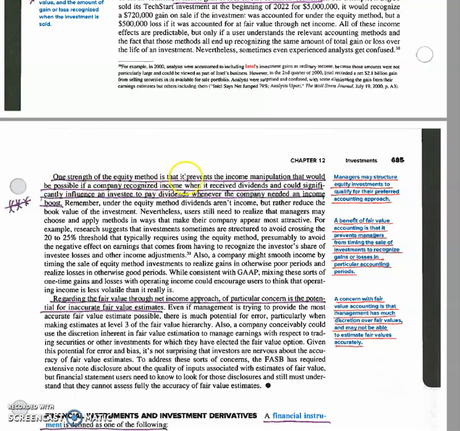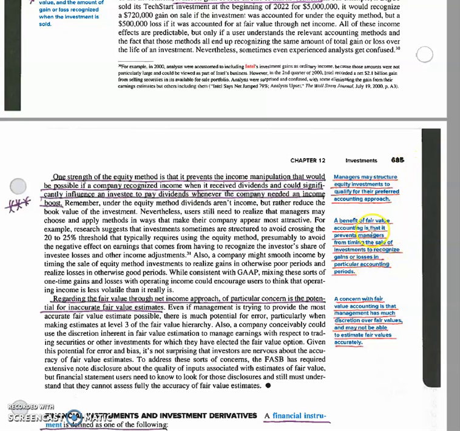One strength of the equity method is that it prevents the income manipulation that would be possible if a company recognized income when it received dividends and could significantly influence an investee to pay dividends whenever the company needed an income boost. I mentioned that earlier. Over here in the margin, managers may structure equity investments to qualify for their preferred accounting approach. Yes, that happens all the time. There's actually nothing illegal or immoral or unethical about that. That's just the way the world works.